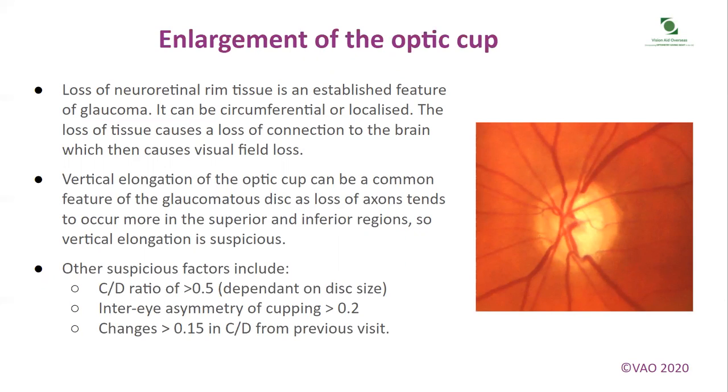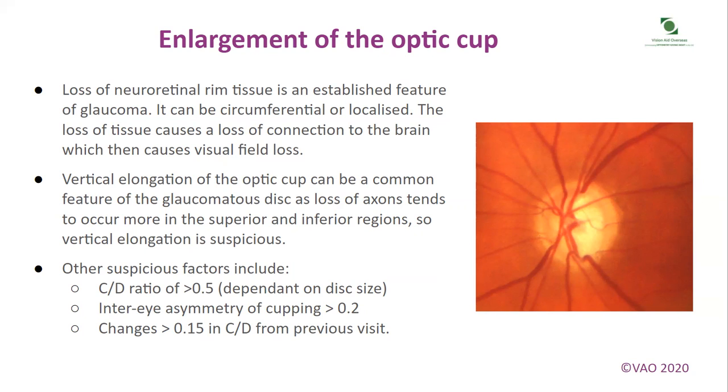So, enlargement of the optic cup. Loss of neuroretinal rim tissue is an established feature of glaucoma. It can be circumferential or localized. The loss of tissue causes a loss of connection to the brain, which then causes visual field loss. Vertical elongation of the optic cup can be a common feature of the glaucomatous disc, as loss of axons tends to occur more in the superior and inferior regions. So vertical elongation is suspicious.